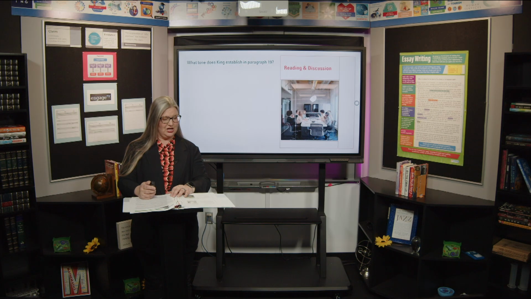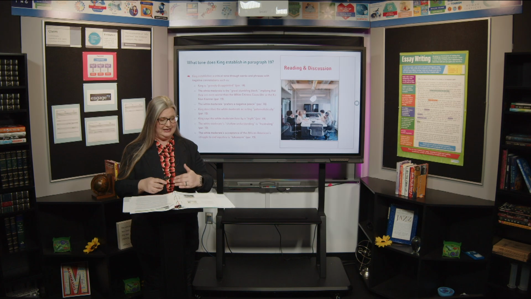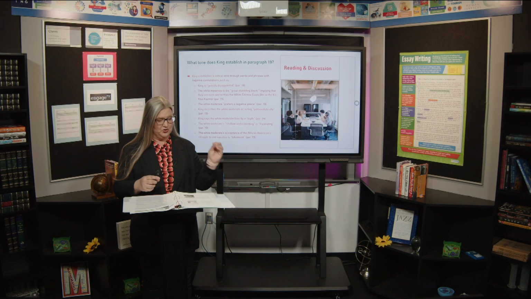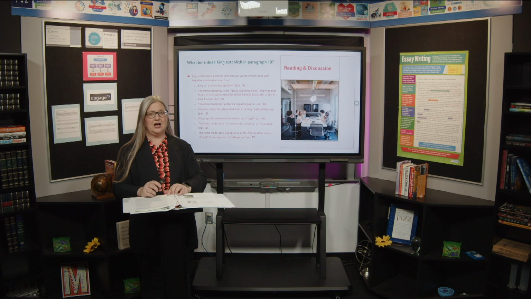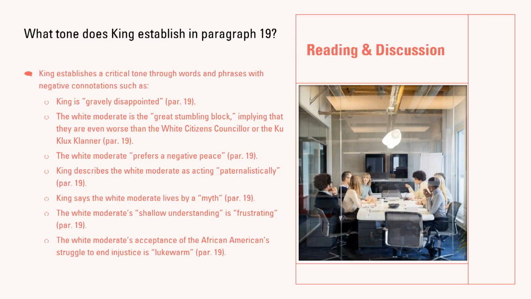Good job. So the tone that he has developed is this idea of criticism. It's a critical tone through the words and phrases of negative connotations. And if you'll follow along on the board, you'll see King is gravely disappointed. The white moderate is the great stumbling block, implying that they are even worse than the white citizens counselor or even the Ku Klux Klanner.